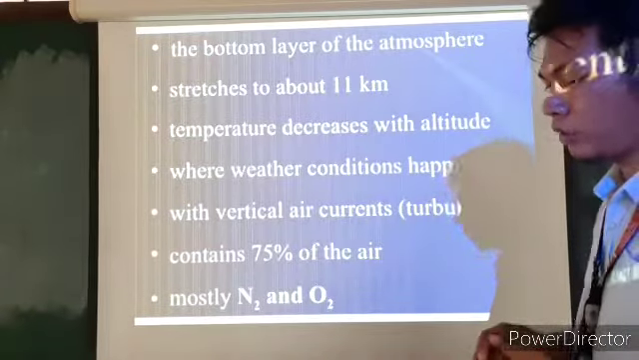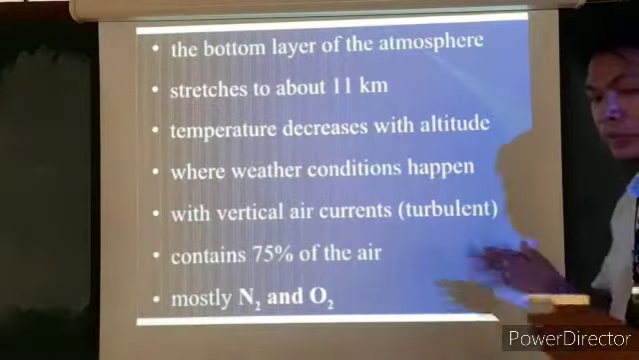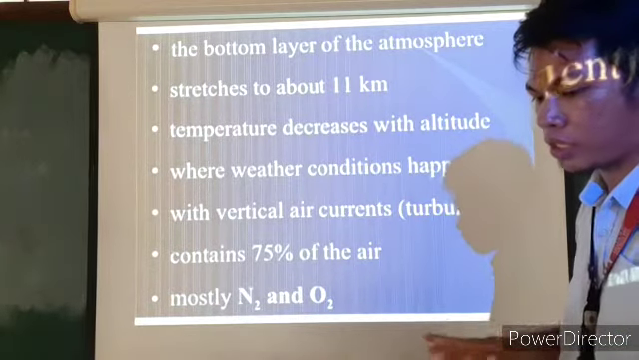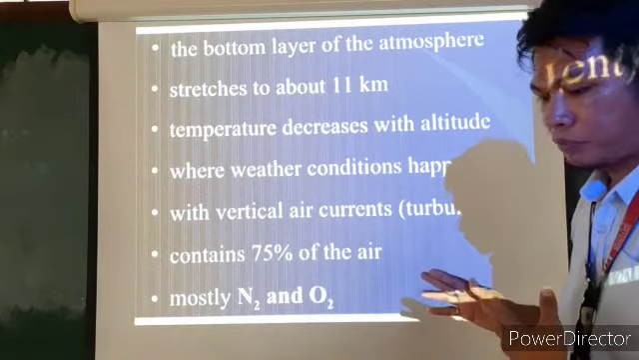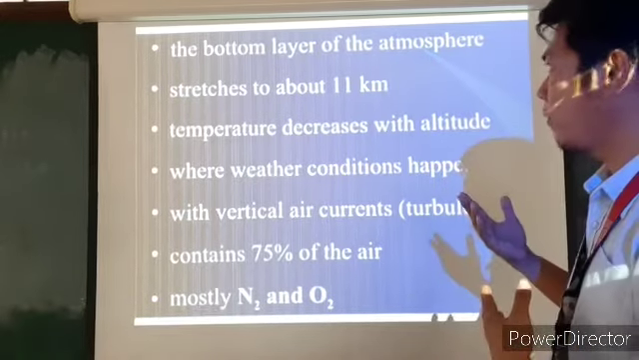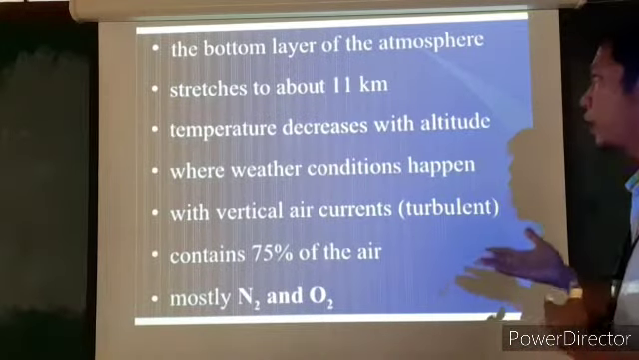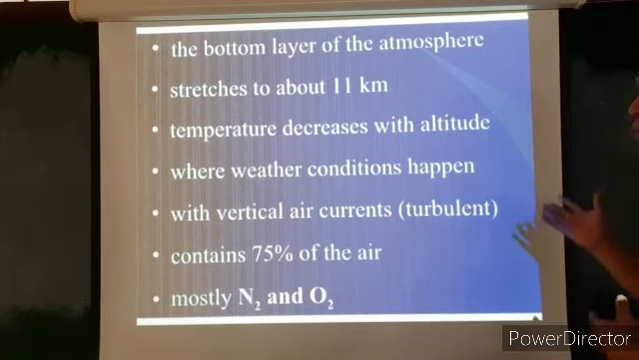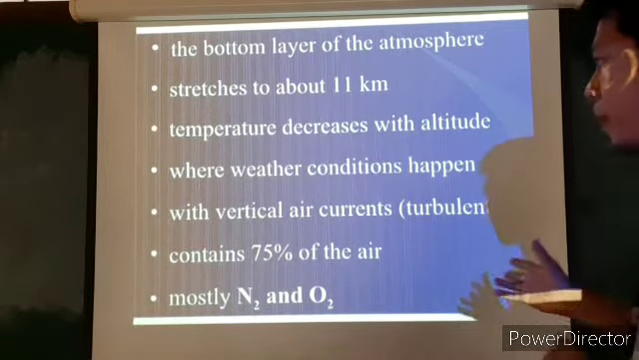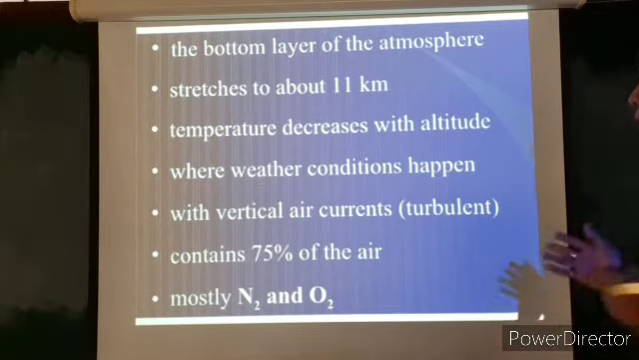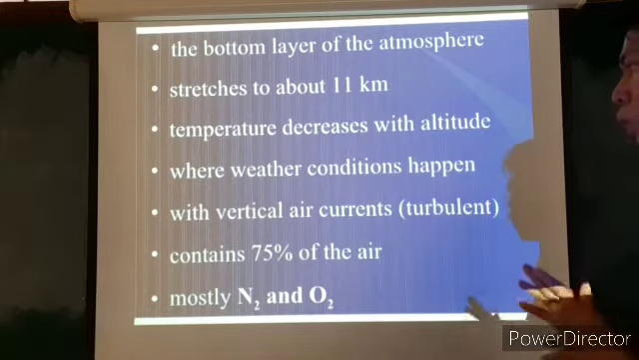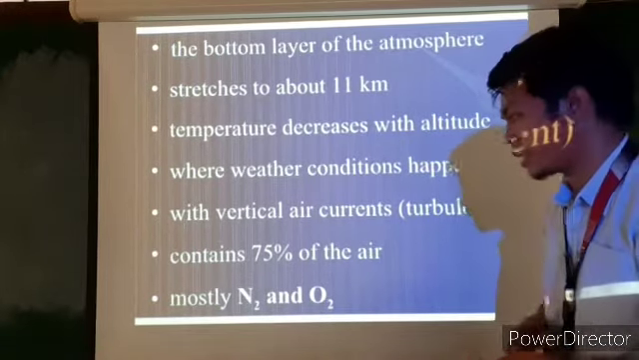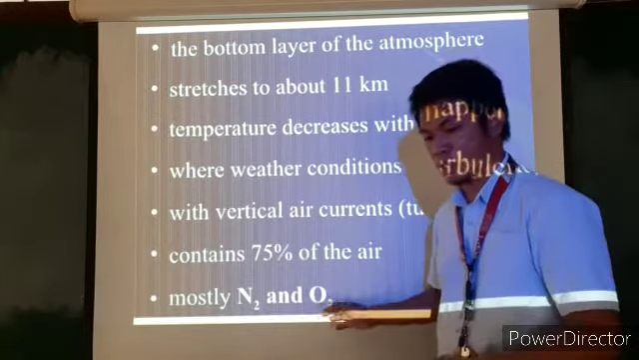So the bottom layer of the atmosphere, the first layer from the surface of the Earth, stretches to about 11 kilometers. Temperature decreases with altitude. Weather conditions happen here, with vertical air currents and turbulence. It contains 75% of the air, mostly nitrogen and oxygen.